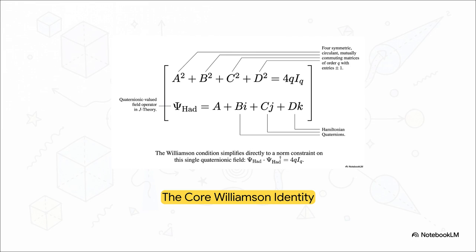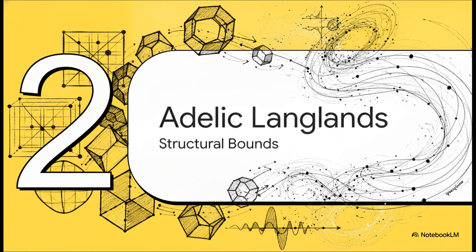By assigning each of these 4 matrices to a Hamiltonian quaternion unit, the imaginary numbers i, j, and k, this whole discrete problem lifts into a single quaternionic valued field operator, psi, in J-theory. Instead of wrestling with 4 separate matrices, the entire condition beautifully collapses into one elegant norm constraint on this continuous field. Moving on to part two, the Adelic Langlands framework.